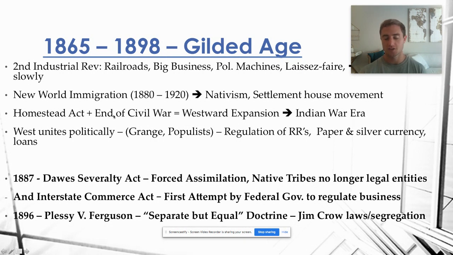Also, obviously, with the end of the fighting of the Civil War, we have people moving. But this brings us in the 1870s to our Indian War era, kind of the last stand of Native American tribes in trying to resist westward migration. This is also the time period where the West unites politically. We see our Populist Party emerge. Both these two things we will talk about in our next lecture in part 2.